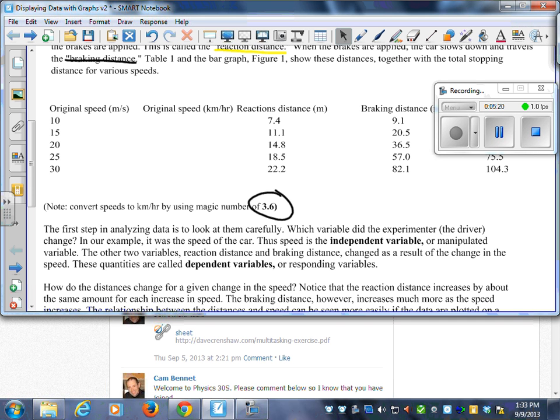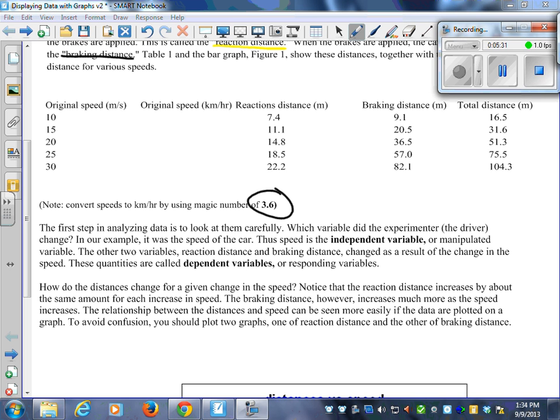So what I want you to do is take every one of those meters per second, multiply by 3.6 and fill in that column. Okay, so obviously the first one is 36. 15 is 54. Next one, Ryan? 72. You might as well give me the next ones too. 90. I think it's like 102, isn't it? 108. Okay.